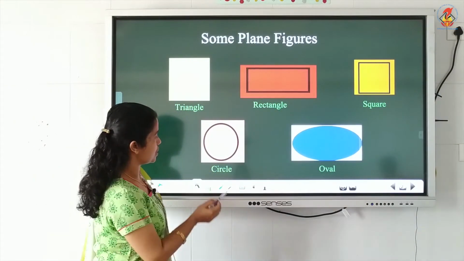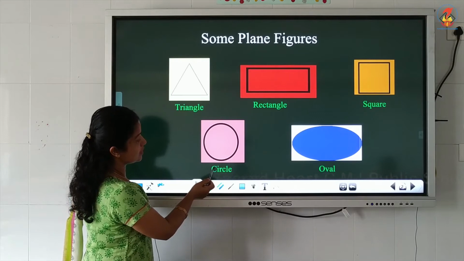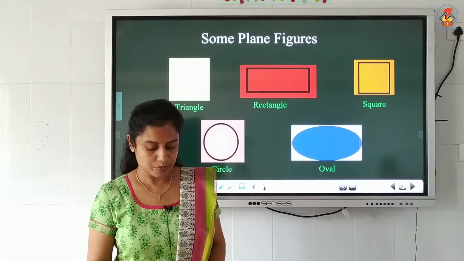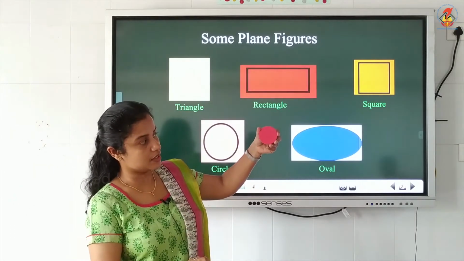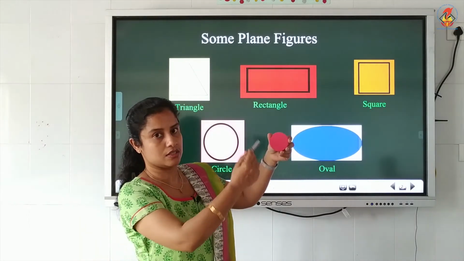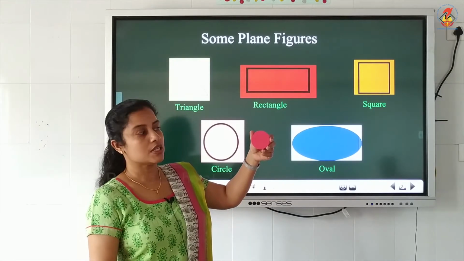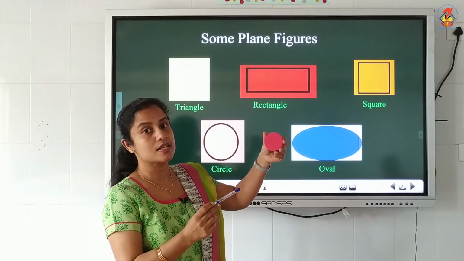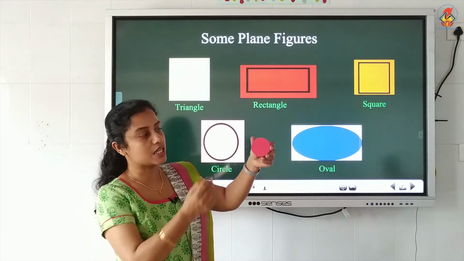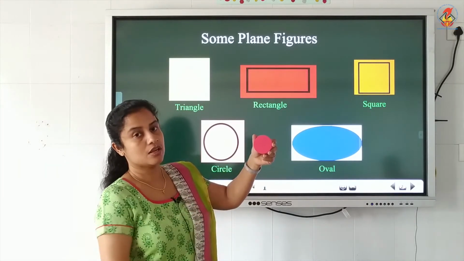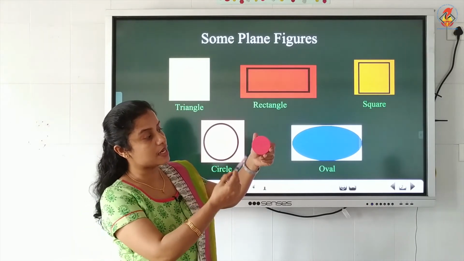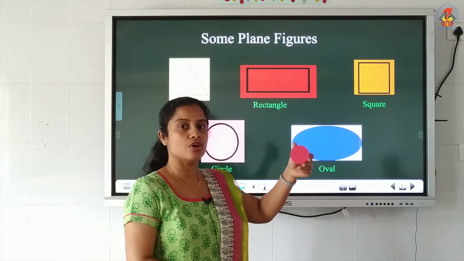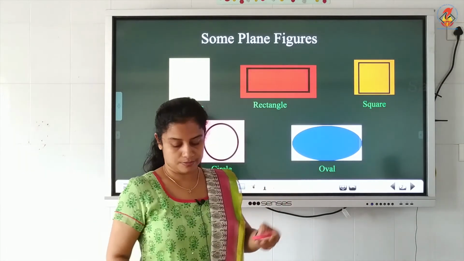Now look into the next shape. What is this shape called? This is a circle. Look into the picture. Look here, this is a circle. This is a closed curve. What do you mean by closed curve? Closed curve means the starting point and ending point are same. Starting point and ending point will meet. Now, is there any sides and corners for a circle? There are no sides and no corners for a circle.